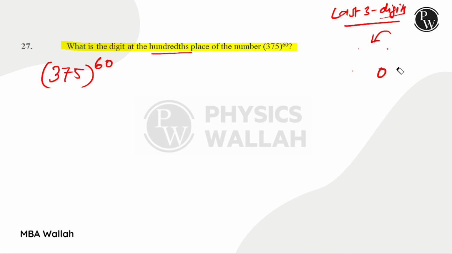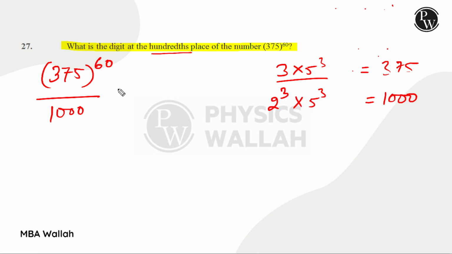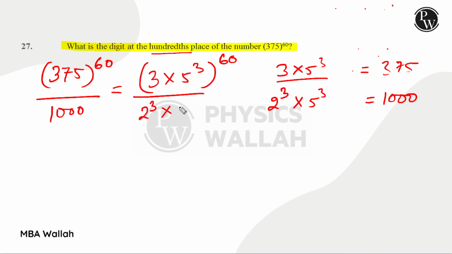We'll just have to factorize 375 to get the primes. So 375, as we know, can be written as 3 into 5 cube. So this is the prime factorized form of 375. Similarly, for 1000 we can write 2 cube into 5 cube. So let's write those numbers down. This can be written as 3 into 5 cube whole raised to the power 60 by 2 cube into 5 cube. Okay, now let me create some space.